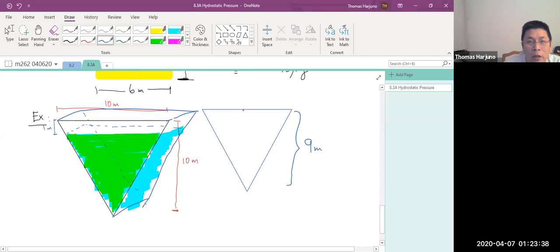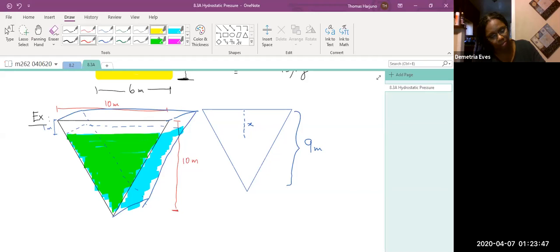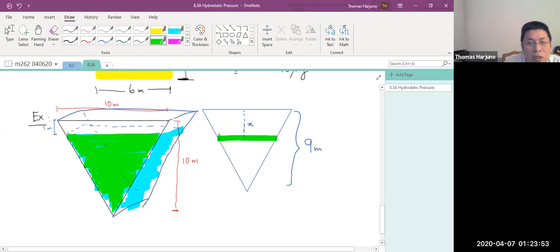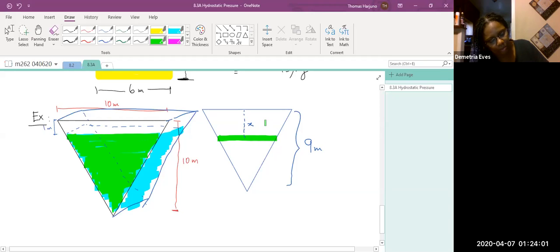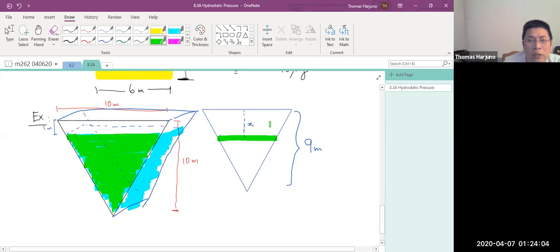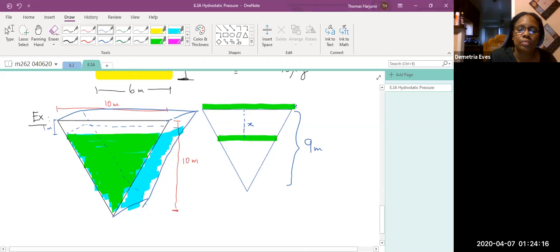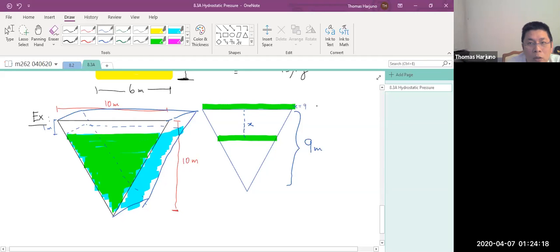Now, suppose this is the depth of the water. Let's call this X. Then how long is the strip here? Now notice that at different depth, the length of the strip is different, right? Take a look: when x equals 0, what is the length here? 9. When x equals 0, the width is 9.